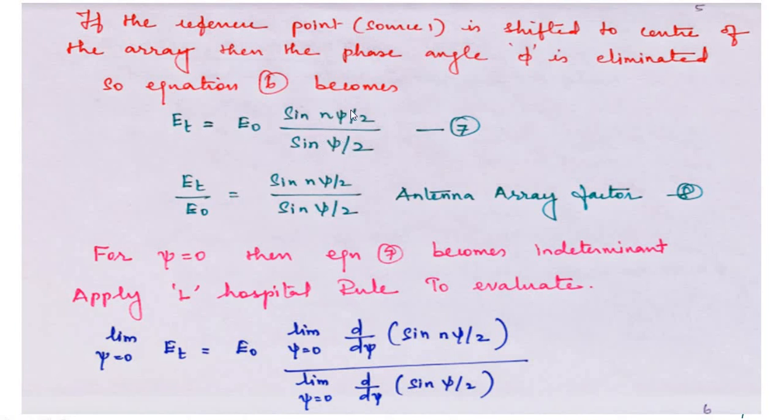But if I put psi is equal to 0 here, sin 0 is 0, and by sin 0 is also 0. 0 by 0 will become indeterminate. So we have to apply L'Hospital rule. So L'Hospital rule is what? We are going to differentiate numerator as well as denominator, and then we have to substitute the limit psi is equal to 0. So this is the equation.